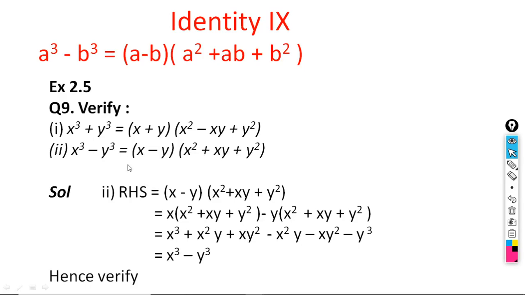For proving this, we will start from the right hand side, which is x minus y into x square plus xy plus y square. By multiplying them, we get x into x square plus xy plus y square minus y into x square plus xy plus y square. When we simplify this, x square y cancels with x square y, xy square cancels, and finally we get x cube minus y cube. So this verifies the second result. In the same way you will try the first part of this problem. Now let us try the problems on factorization, which is based on this concept.